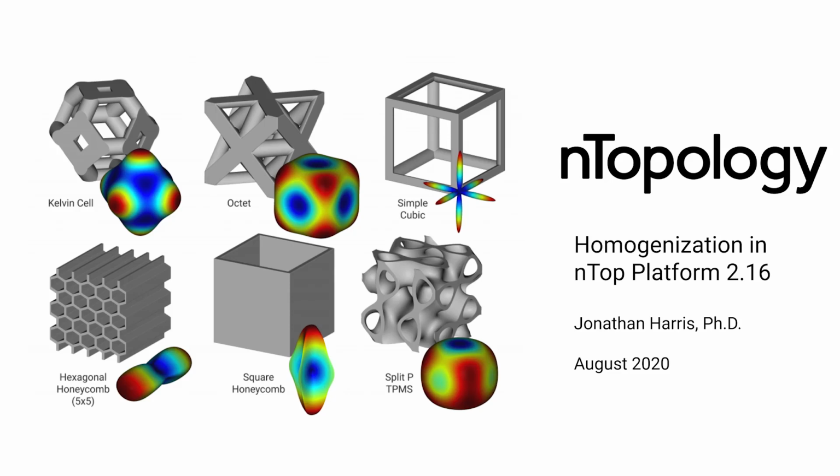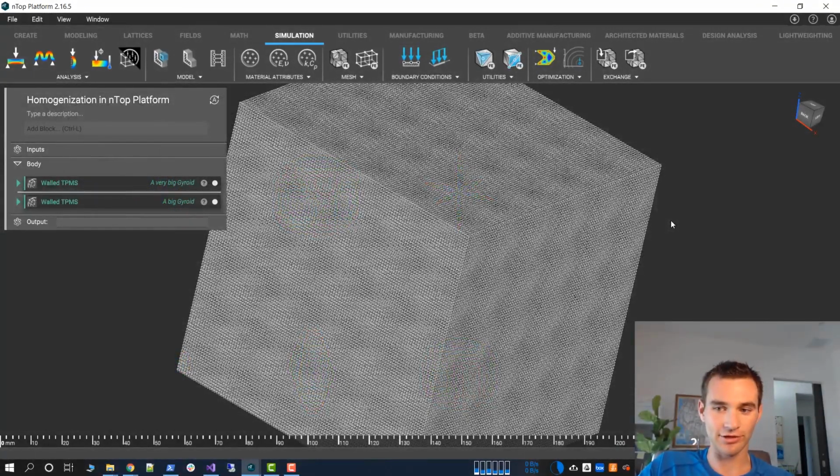Hi, I'm Jonathan Harris at nTopology, and today I'm going to show you how to simulate lattices. Very, very big lattices with a technique called homogenization. So today we are going to cover what is homogenization, when can you use it, when can't you use it, and how do I do it from a blank screen in nTop.